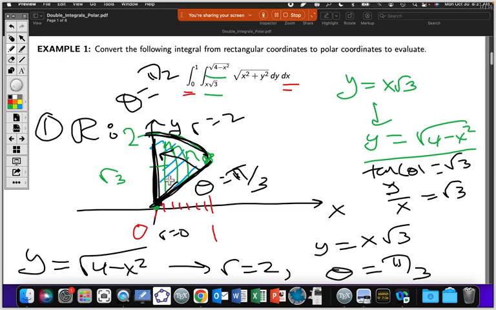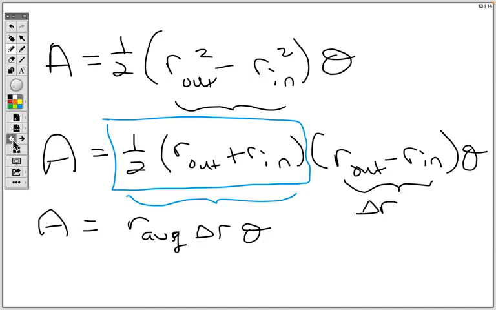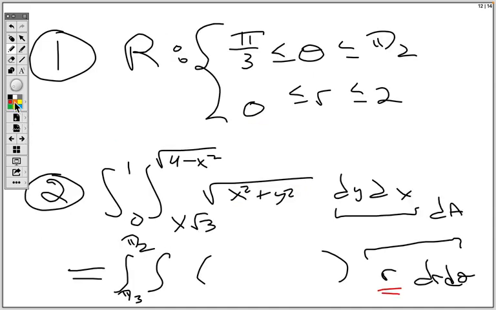And then for a constant angle theta, the r is running from the origin, which is r equals 0, out to r equals 2. So once again, if you haven't watched the video where I go through how the graphing and stuff in polar, I recommend you do that. That'll help you visualize how this area gets swept out.